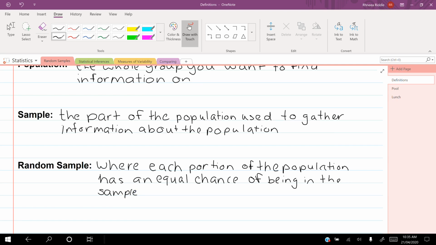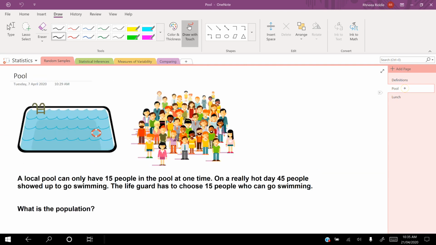So regardless of who they are, what they look like, where they are, they always have an equal opportunity to be a part of the sample in gathering the data and information. So we're going to do a quick example.